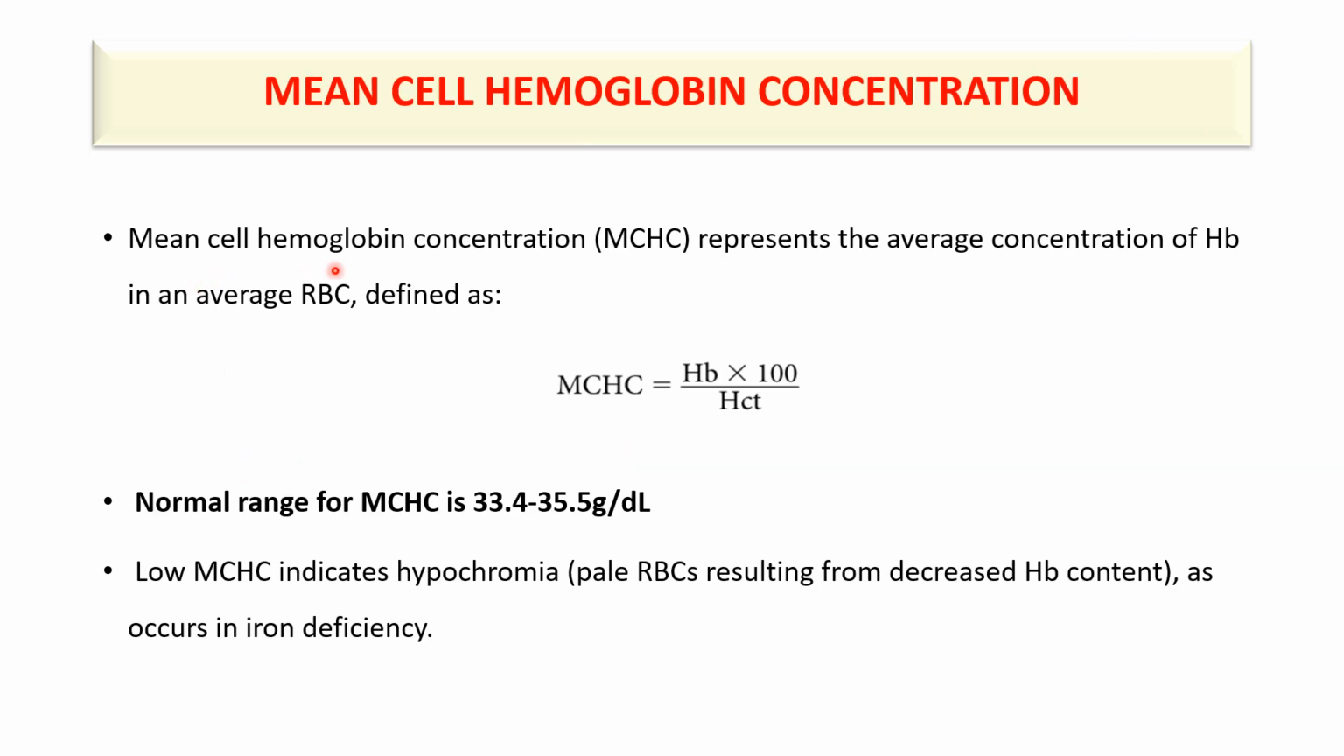Mean cell hemoglobin concentration or MCHC represents the average concentration of hemoglobin in an average RBC. It is defined as MCHC equals hemoglobin times 100 divided by hematocrit. Normal range for MCHC is 33.4 to 35.5 gram per deciliter. Low MCHC indicates hypochromia, that is pale RBCs resulting from decreased hemoglobin content, as occurs in iron deficiency.